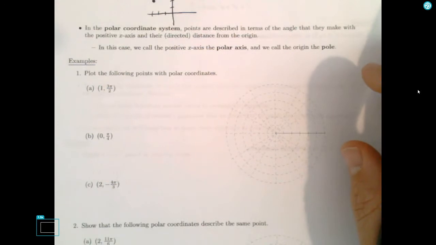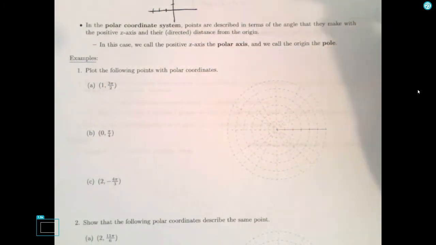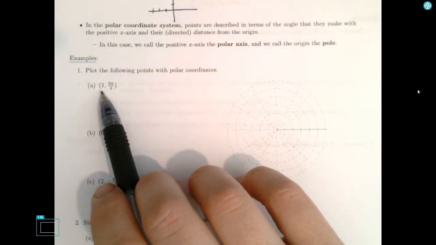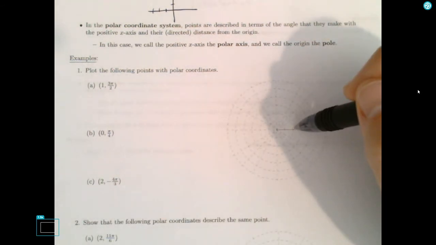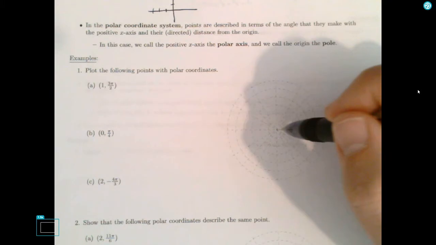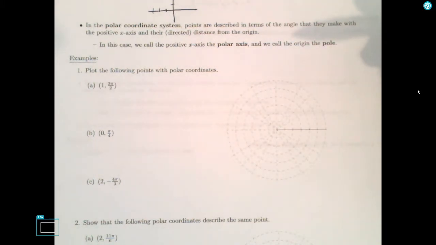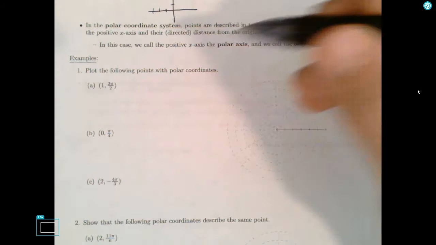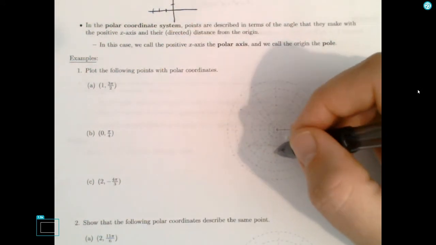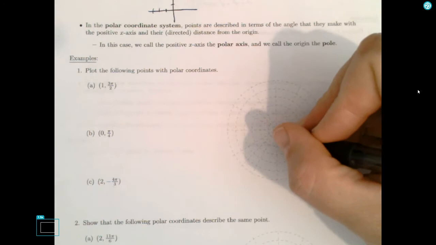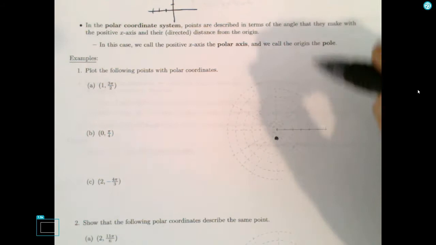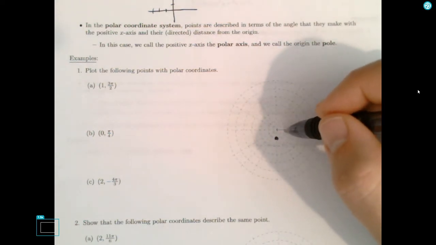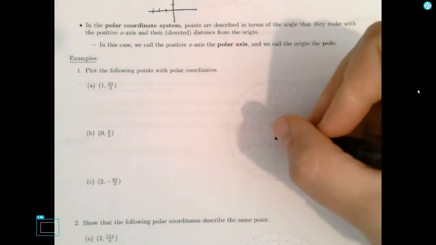So let's just practice plotting some points. We'll plot the point 1, 3 pi over 2. The first coordinate gives you the radius. The second coordinate gives you the angle. And remember, the angles are measured counterclockwise from the positive x-axis, so from the pole, or from the polar axis, rather. Okay, so 3 pi over 2 puts you right here. Radius 1 puts you right there. What about 0, pi over 4? Well, pi over 4 puts you at this angle right here, but a radius of 0 puts you right at the pole.